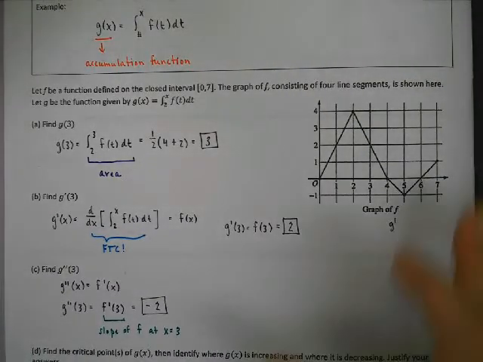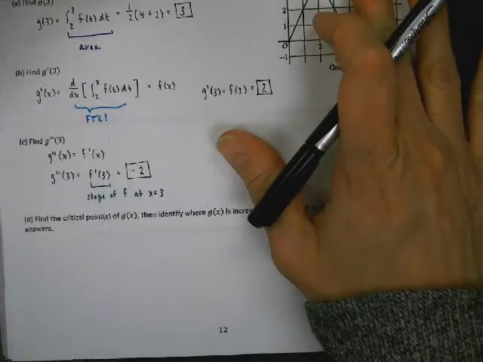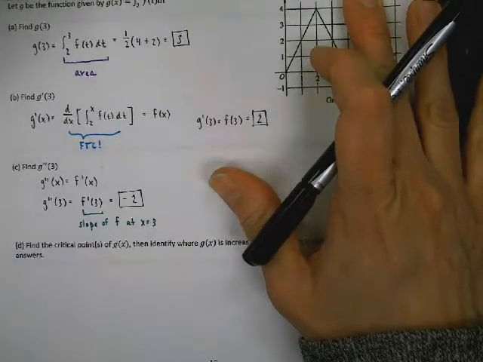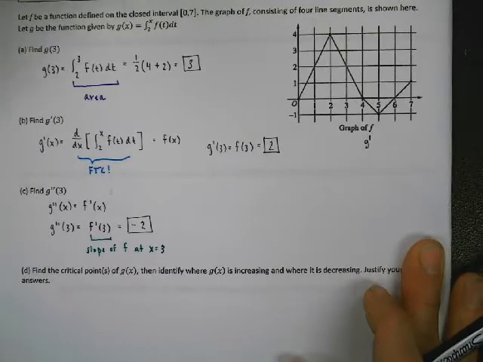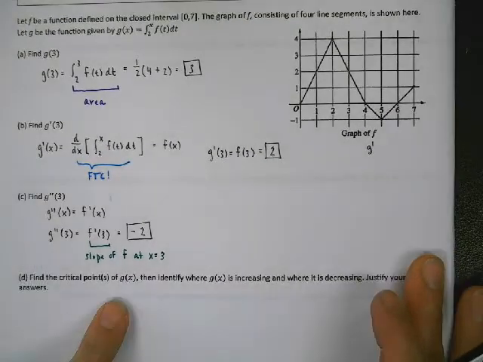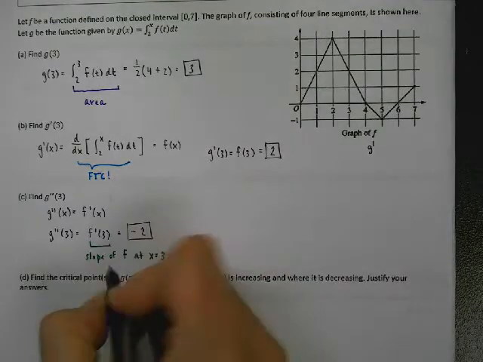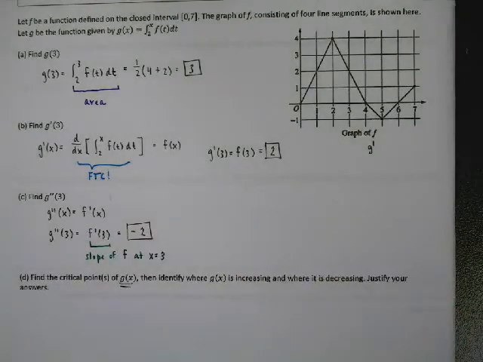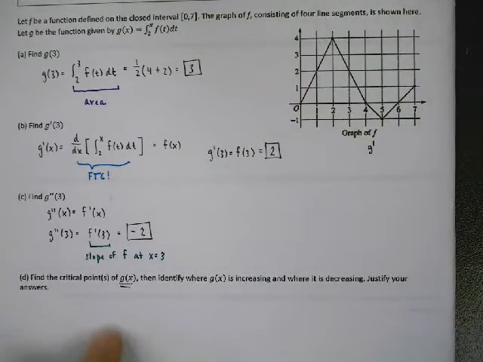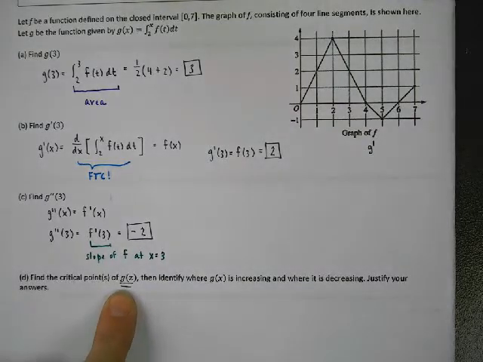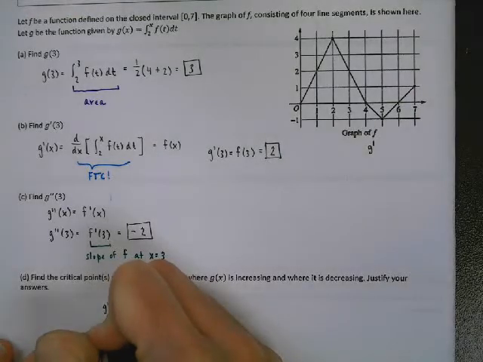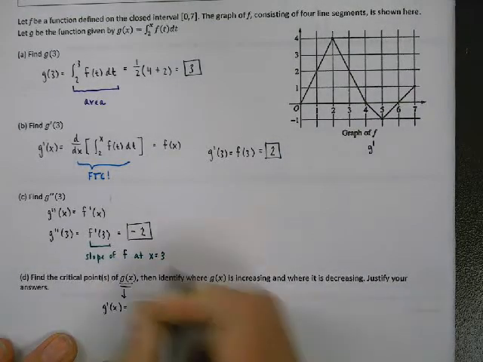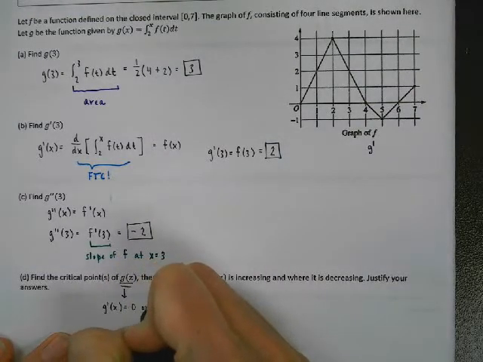All right, so now we're going to get into some meatier stuff here. In part D, it's asking us to find the critical points of g. Now that's important, right? They're going back to this function g, not f. So I have to be careful how I approach this. Find the critical points of g. Well, I know that's going to be where g prime of x is 0 or undefined.